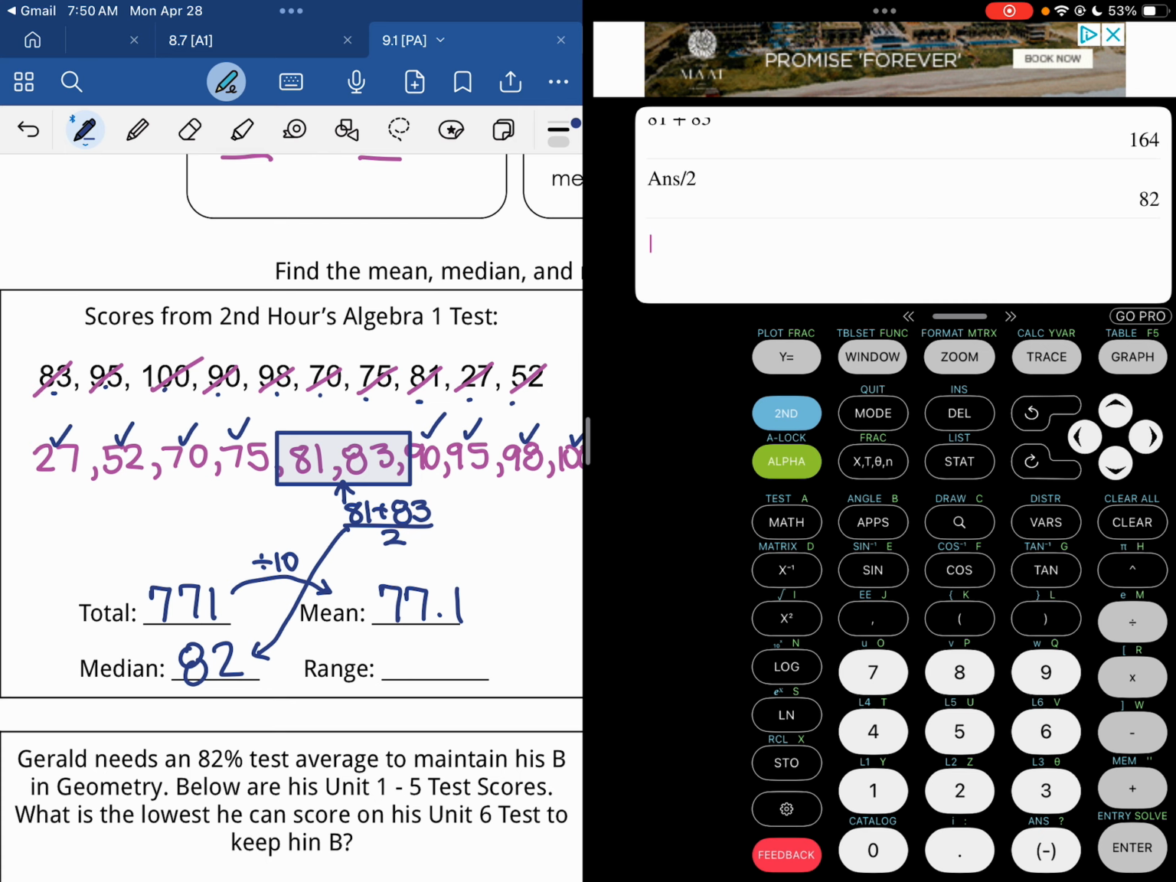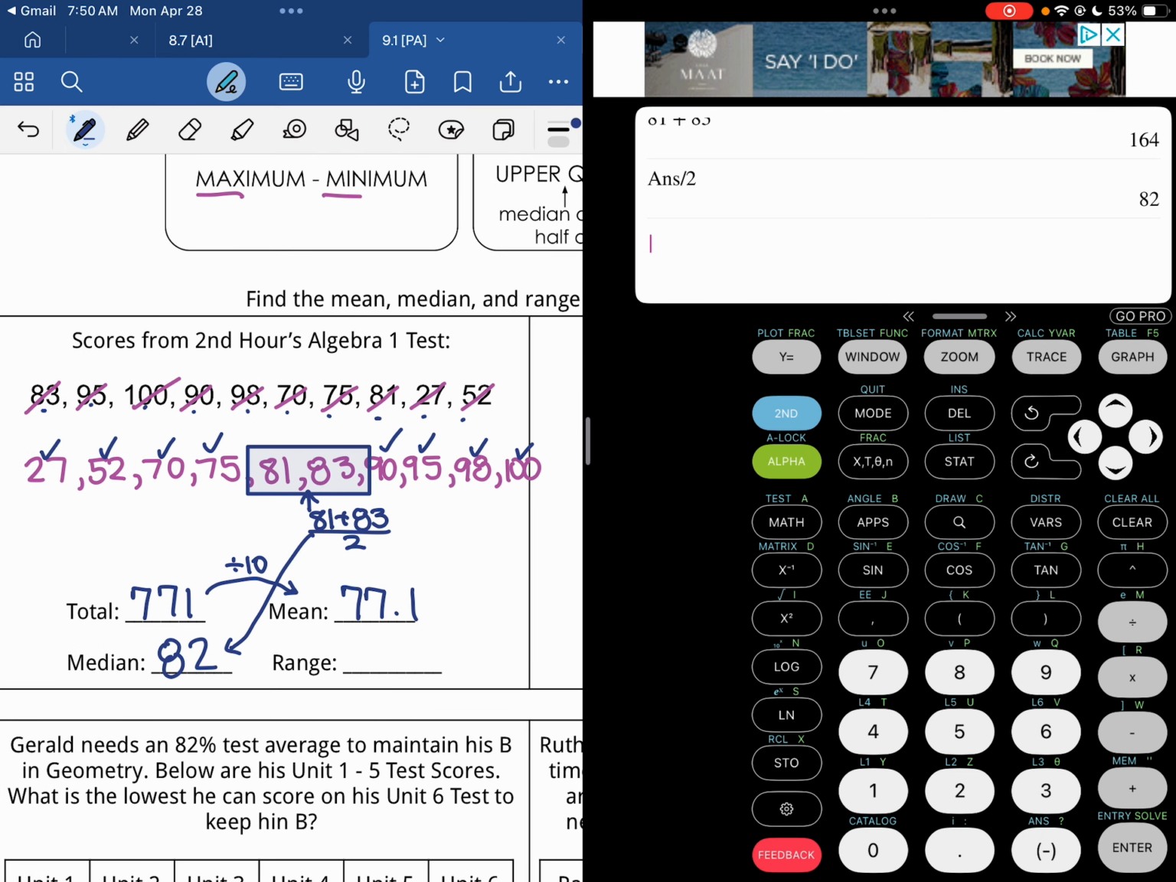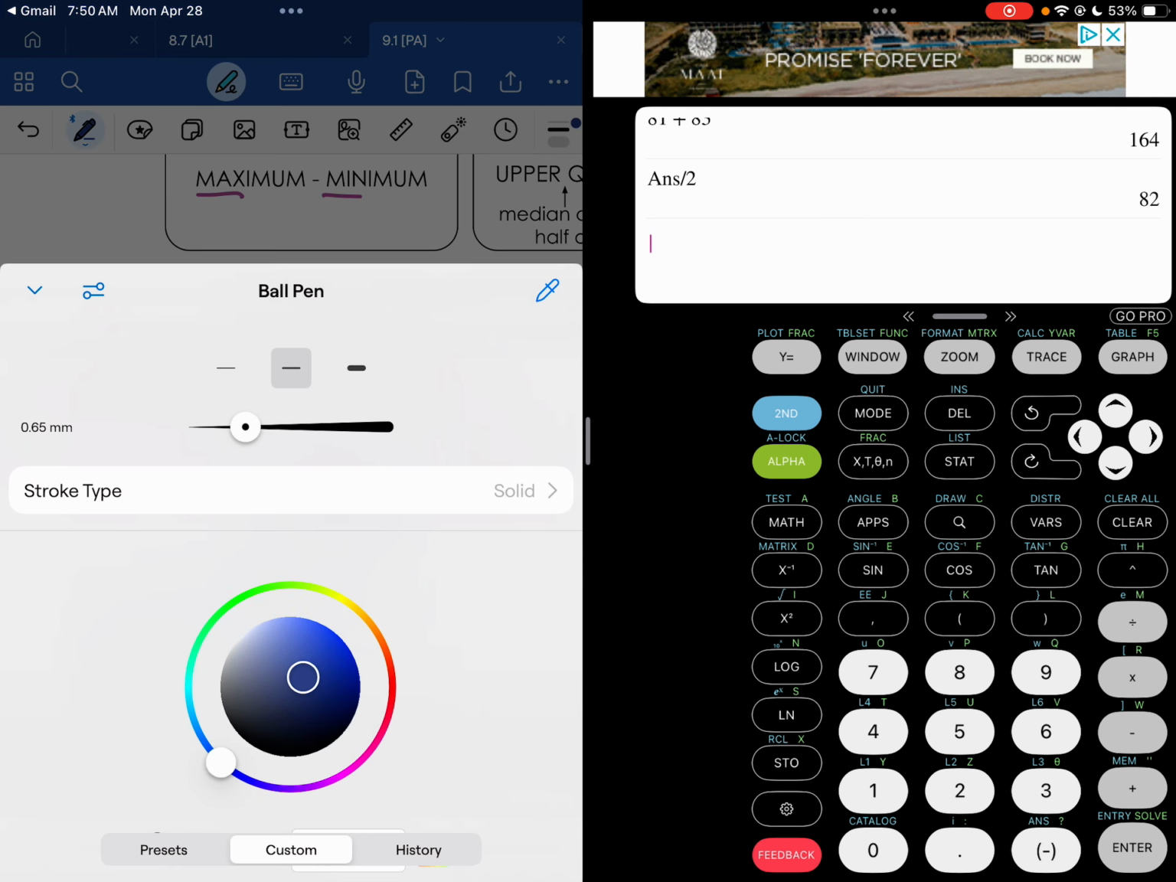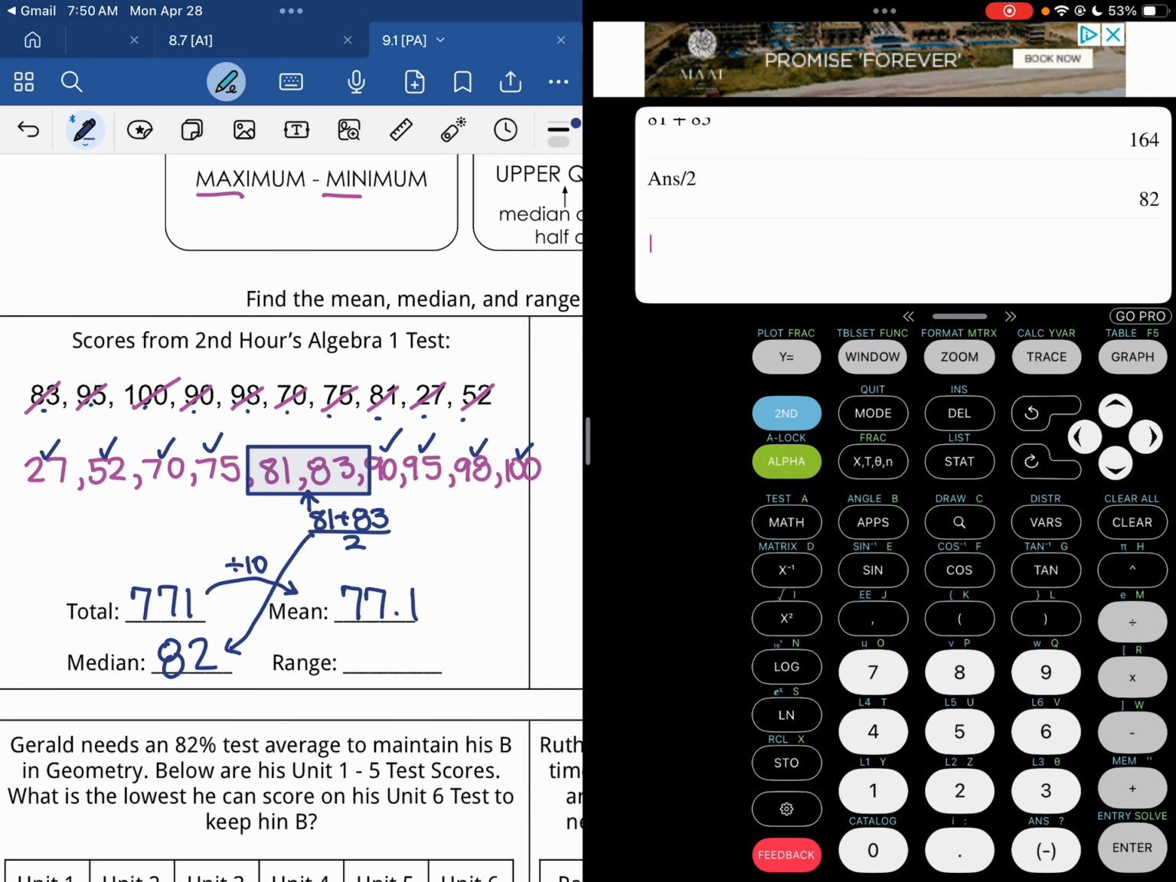Okay, and then I am going to keep the calculator up for my range because the other reason why you need these numbers listed in order is to find your range, and it is your max minus your min. Your maximum was 100 minus your minimum, which was 27. And 100 minus 27 is 73.